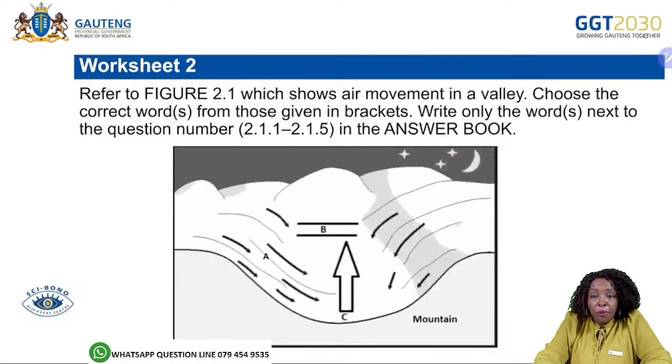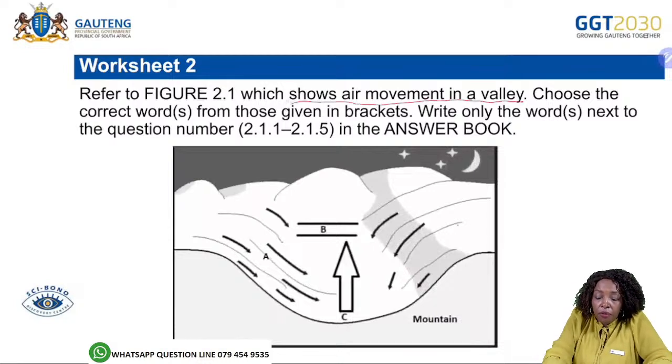Right, with the explanation of how katabatic winds and anabatic winds are formed, then you've got the second worksheet, which is based on these katabatic as well as the anabatic winds. The question says, refer to figure 2.1, which shows air movement in the valley. So remember, our focus area is in the valley. Choose the correct word or words from those that are given in brackets, and then you write only the correct word next to the question number.